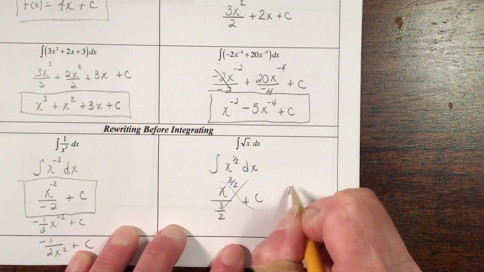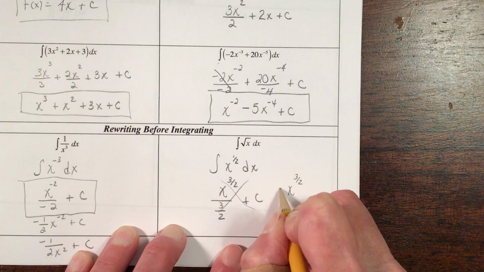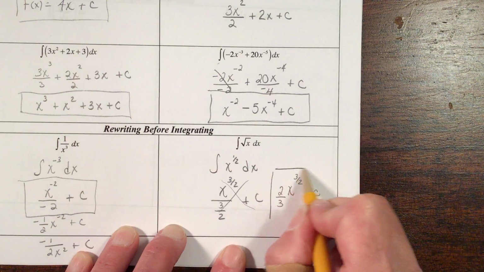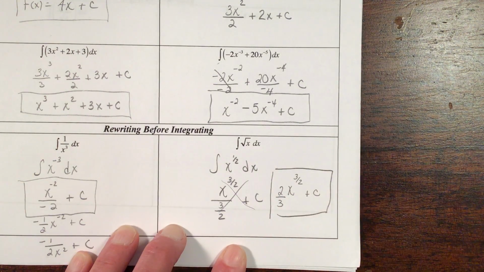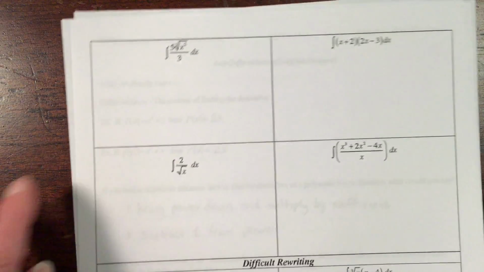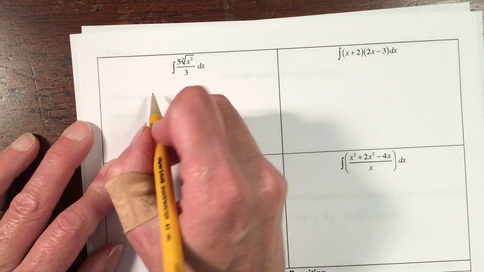And I would say, okay, x to the 3/2, multiply by the reciprocal, plus c, and your life will be a lot easier in the future. A couple more to go, and then we will be done. Okay. So we're going to rewrite this guy before we begin.